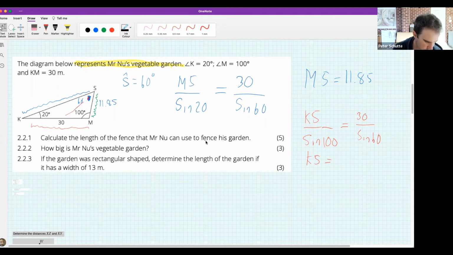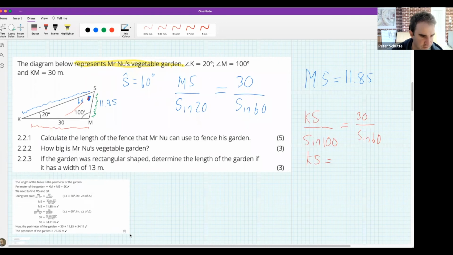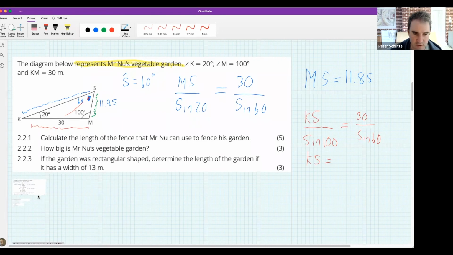So, okay, what are we getting there? Okay, so I think we're almost there. So let's have a look. What is the final answer then for the garden? I see lots of people are getting 34.11. And I agree, so KS is 34.11.